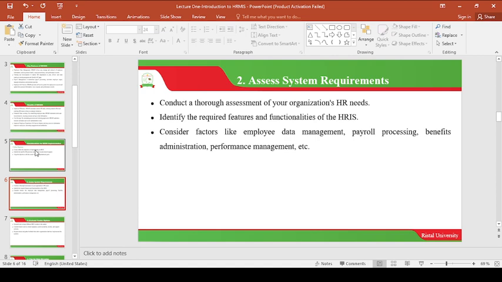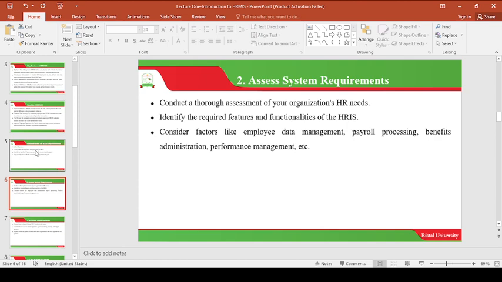Then also the payroll processing, all about the salary, because we have the deduction, the tax, etc., and then the net payment. You need to also consider that. Then benefit administration and also performance management. So these are some of the aspects you need to consider under system requirements. If you have these in place, then you're going to have a very good system.